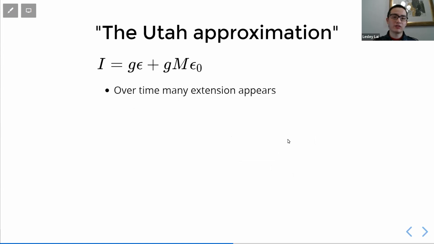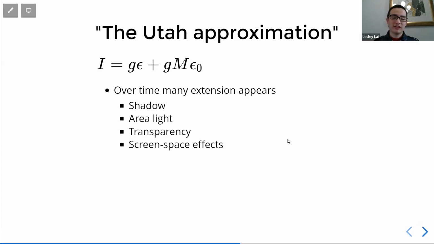Over time, many extensions to rasterization happened. We now have shadows, we have area lights, we have transparency. We even have screen space effects to mimic what is missing of the higher order terms in the Utah approximation.